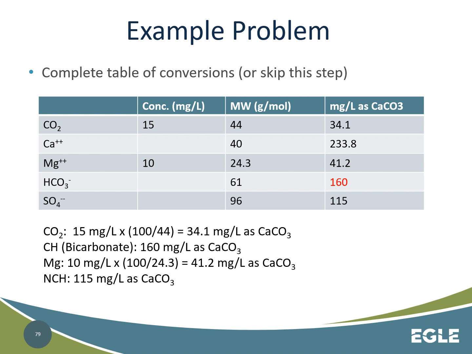And our final unknown is non-carbonate hardness. We are given the total hardness and the carbonate hardness all in the same units, so we just subtract and get a non-carbonate hardness of 115 milligrams per liter as calcium carbonate. Note that in this table, carbonate hardness is represented by bicarbonate and non-carbonate hardness is represented by sulfate, which is what we will show on the bar chart in the next step.